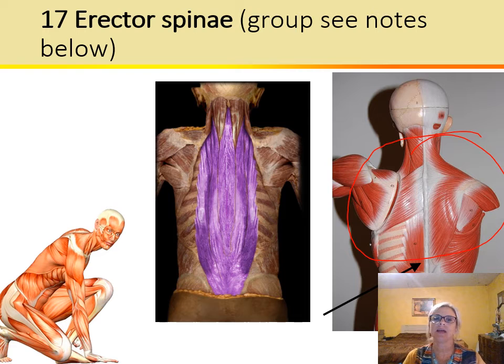These help extend and laterally bend the trunk, the neck, and the head, and they contain the group of iliocostalis lumborum, iliocostalis thoracis, so lumbar, thoracic, iliocostalis cervicis for cervical, and then we have the iliocostalis lateral group, okay? And so these are groups of muscles that work together. Iliocostalis lumborum, thoracis, cervicis. Then we also have longissimus, and those are an intermediate group.